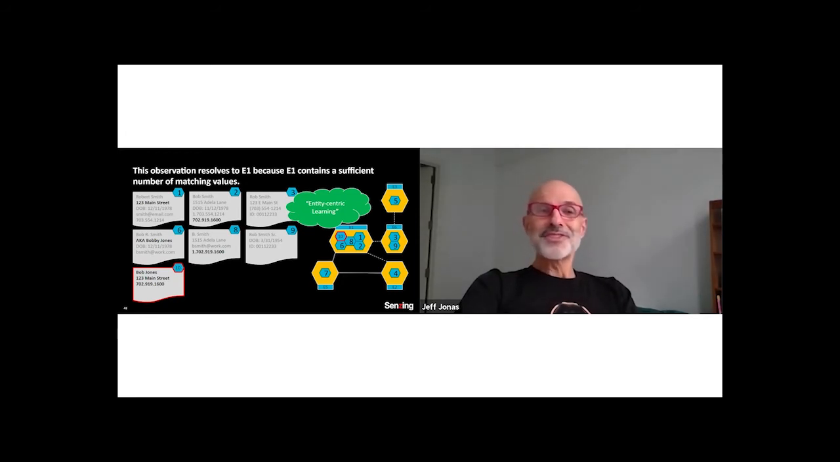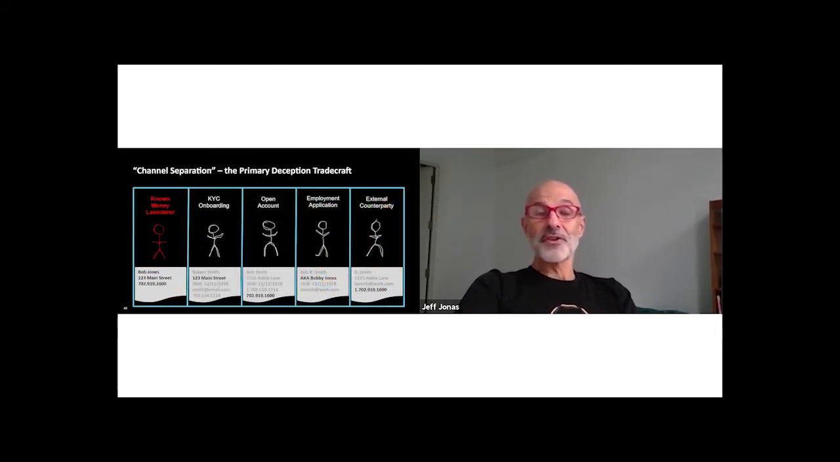And here's the thing that's true. Across the entire spectrum of bad guy hunting, there is a single primary deception tradecraft. I call it channel separation. Here's the rule: nobody, no clever bad guy, uses the same name, address, and phone on every record. Only the idiots would do that, and you don't have to worry about them because they run out of gas on the way to the operation. They take a wet match to the fuse.